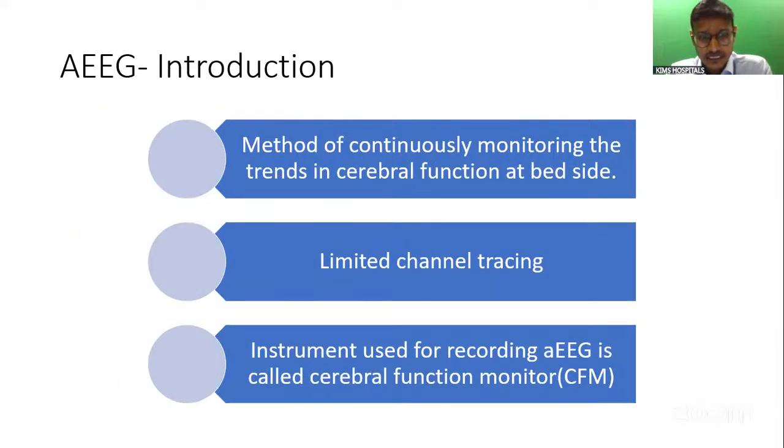Coming to the introduction, amplitude EEG is basically a non-invasive monitoring. It is a continuous bedside monitor where we can see the cerebral function. But unlike conventional EEG, this is a limited channel tracing. We will see what limited channel tracing is. The device which records this amplitude EEG is called a cerebral function monitor.